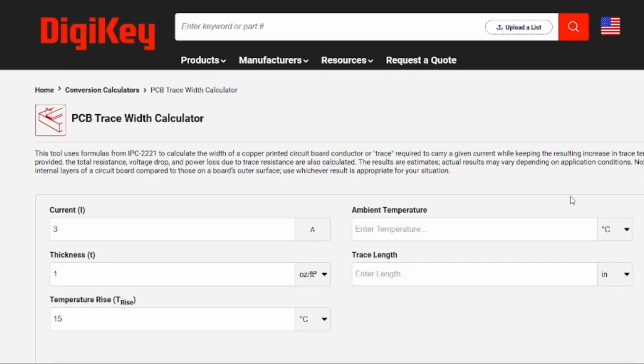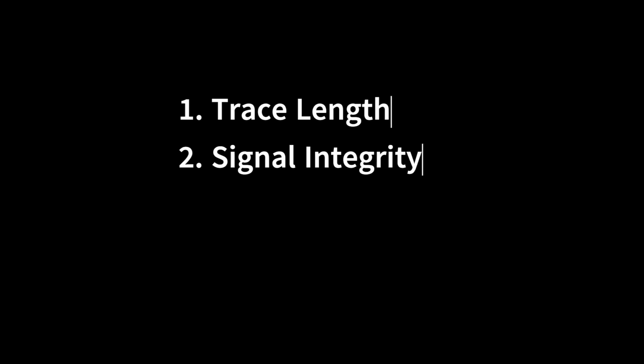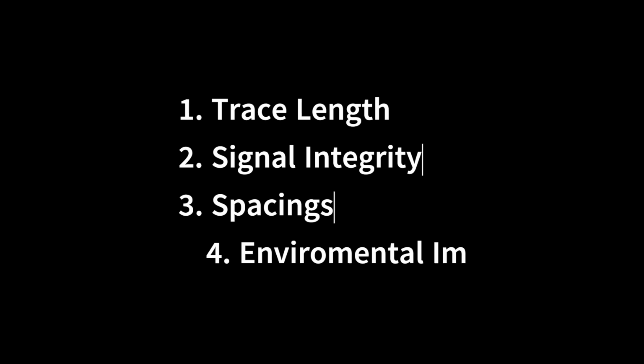Now you might wonder why I did not use trace length and ambient temperature. I will talk about those in the next section. Final, and the most important section, major considerations, choosing the trace width. 1. Trace length. 2. Signal integrity. 3. Spacings. 4. Environmental impact.